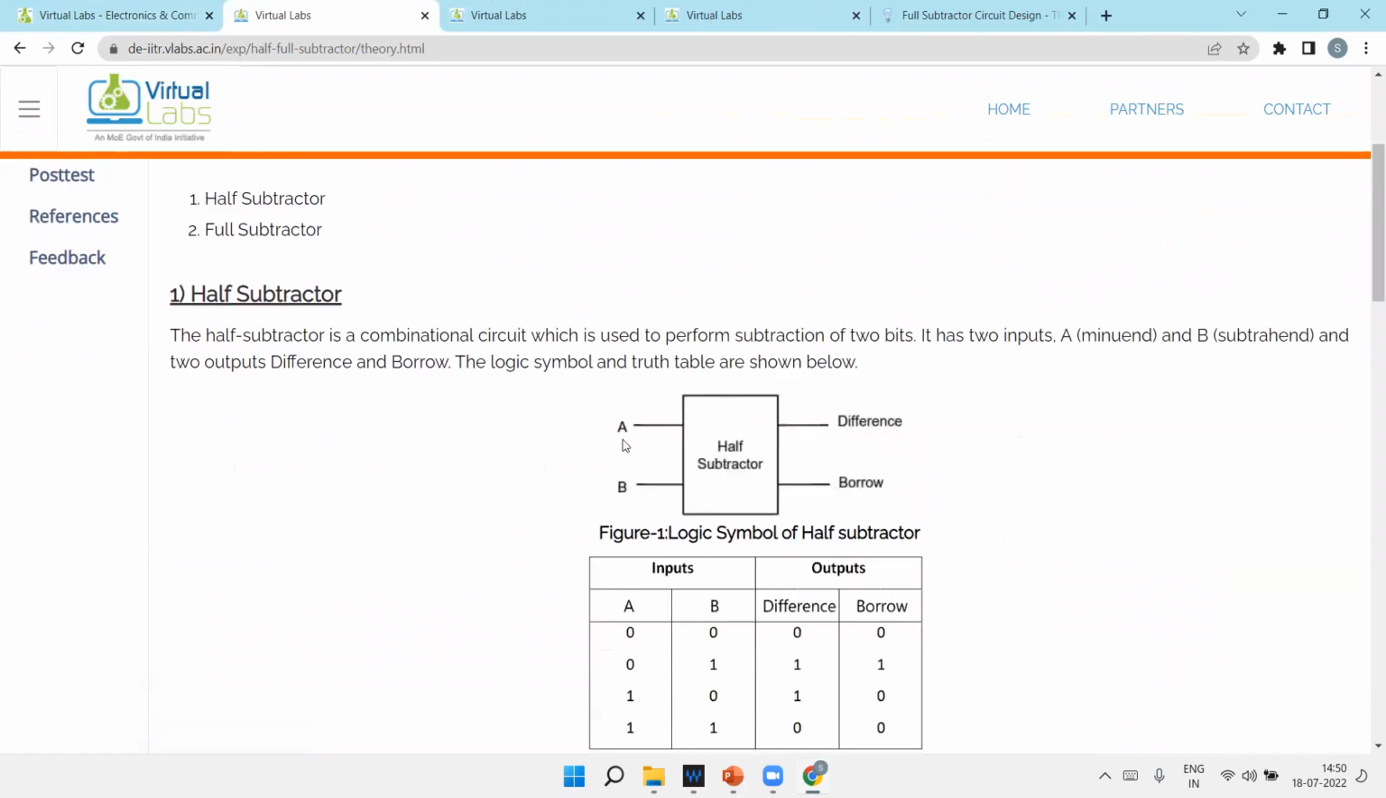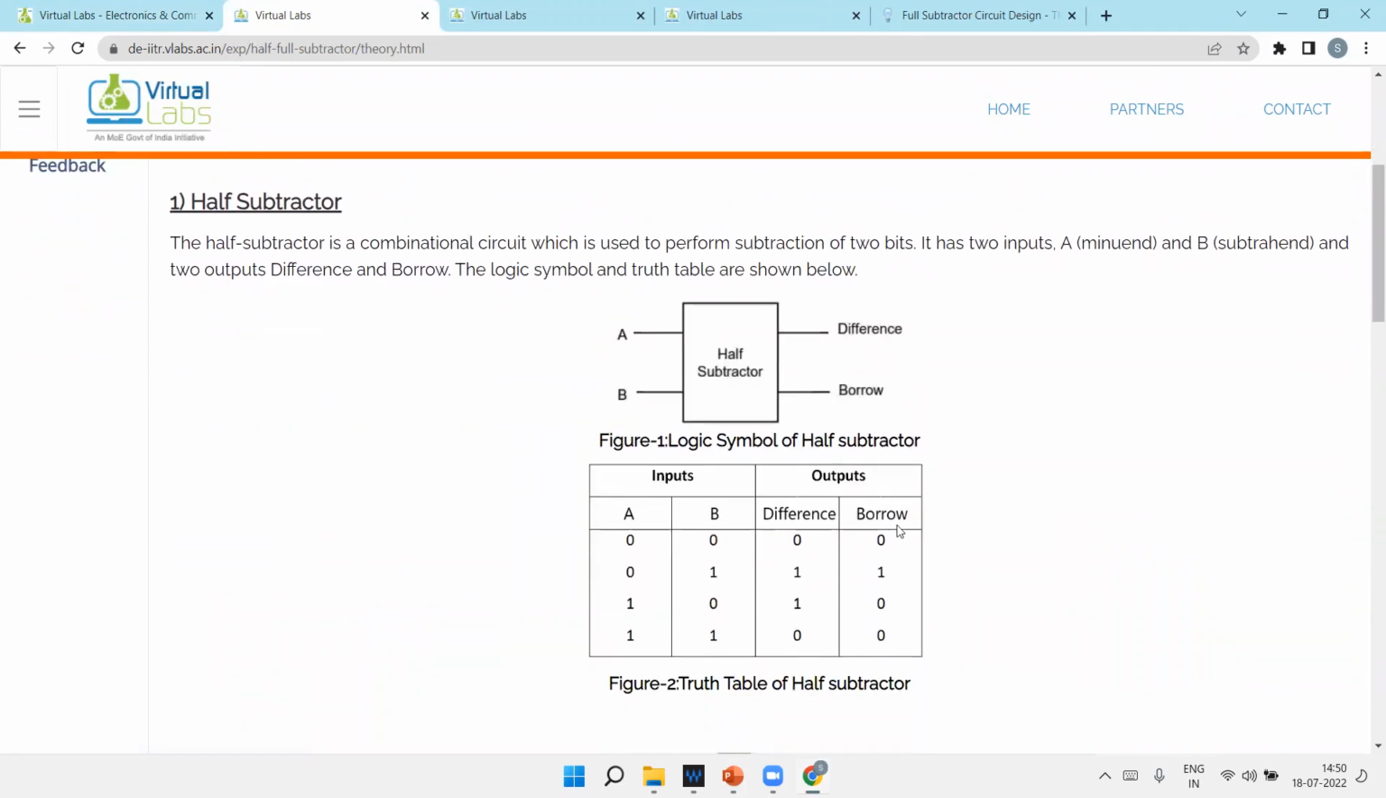If you remember, in a subtractor we subtract two bits, A and B. What is the output? Difference and borrow. So this is A and B. Now remember, 0 minus 0, difference 0, borrow 0. For 0 minus 1, we have to take the borrow, so for 0 minus 1, borrow is always 1. Difference 1, borrow 1. 1 minus 0, difference 1 and no borrow. 1 minus 1, 0.